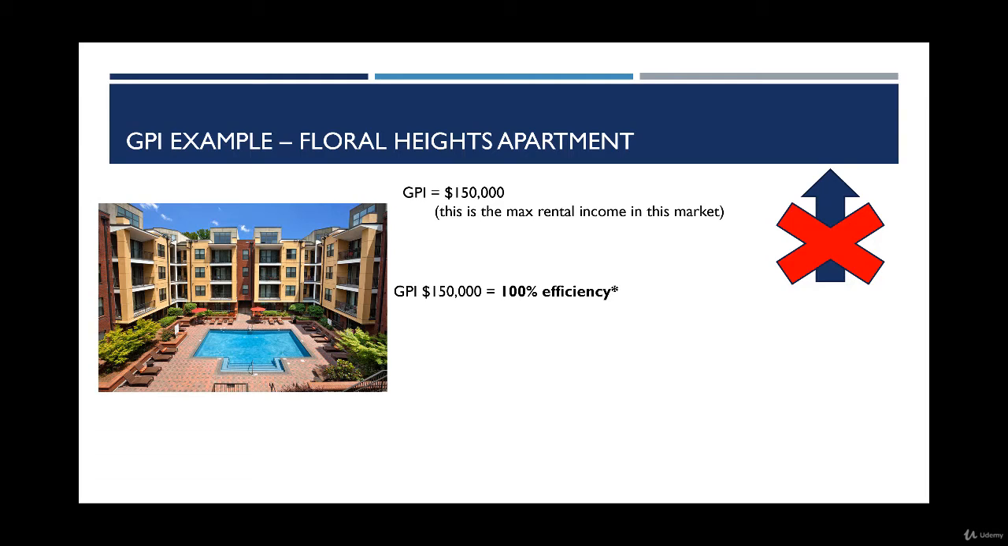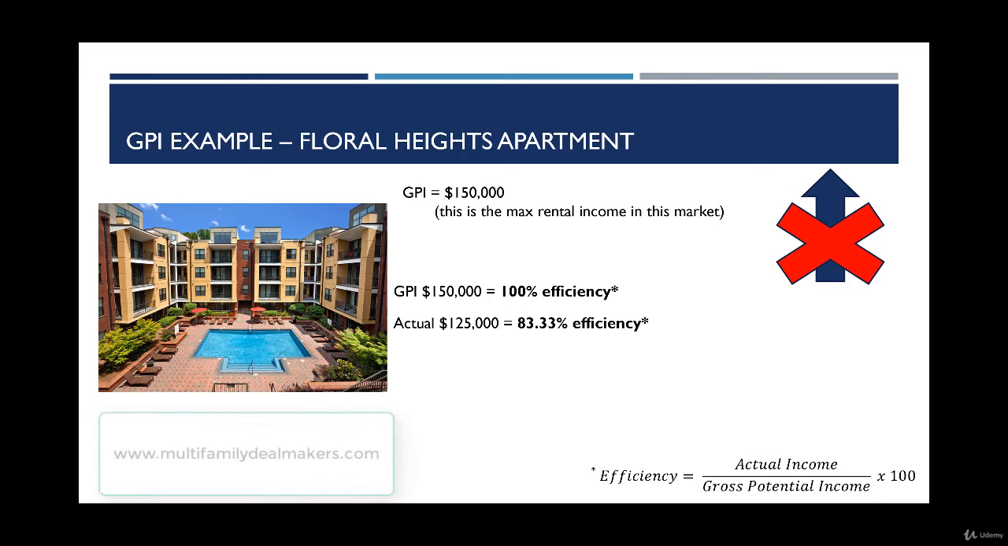Now, let's say we were to look through the profit and loss statements for this apartment and found that they were only collecting $125,000. Okay, well, in that case, Floral Heights would be operating not at 100% efficiency, but at an 83% efficiency. Do you see why it's important to understand GPI? If you don't know your maximum rental income potential, how would you know how efficiently the property is being operated?